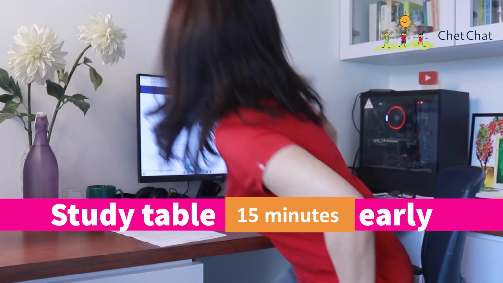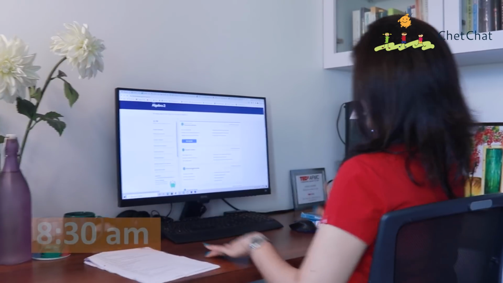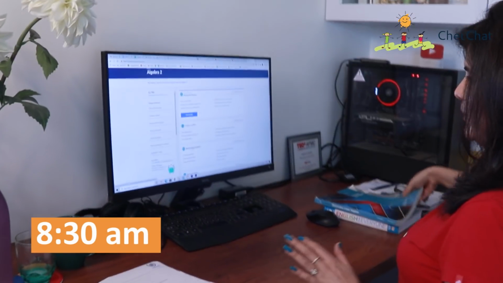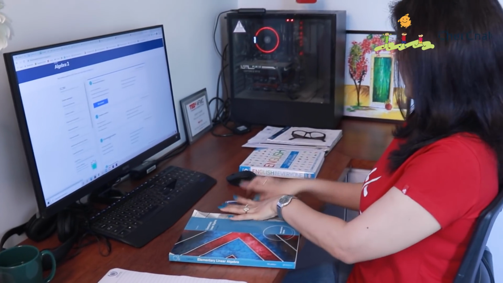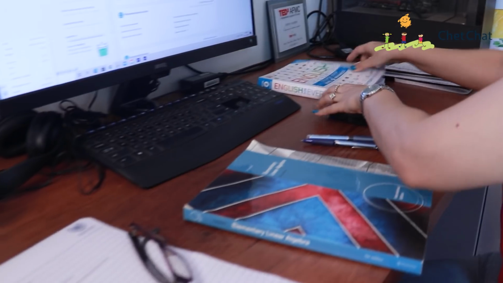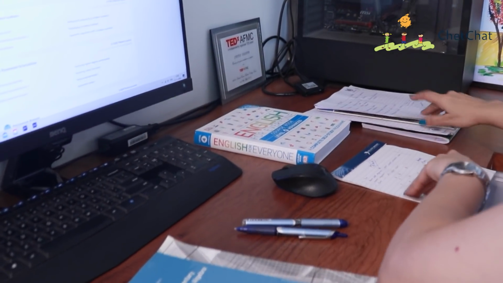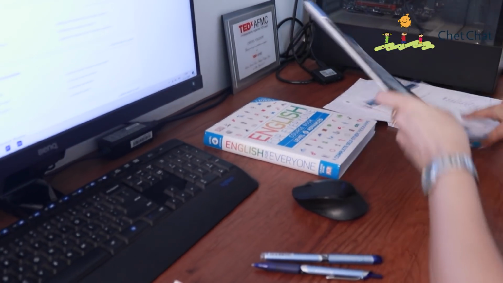Head straight to your study table at least 15 minutes before the class starts. It is very important to sit on a chair and keep your device on a table. Arrange your notebooks, pens, look over your class timetable and your notes from the previous day to get ready for the topic that your teacher will be discussing in class.